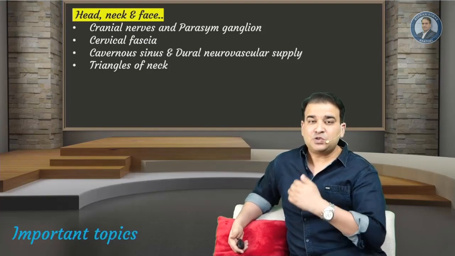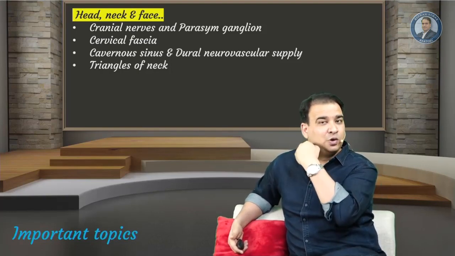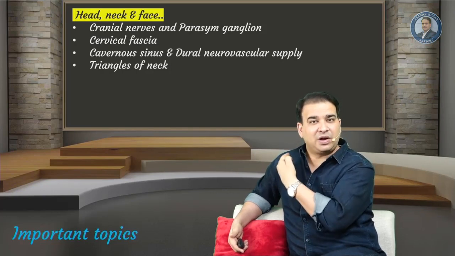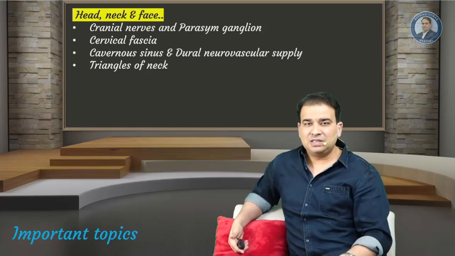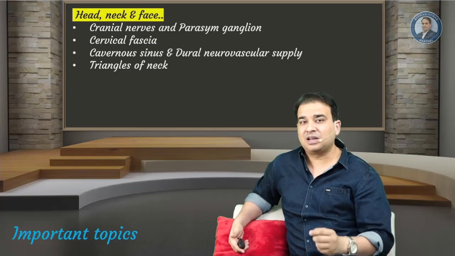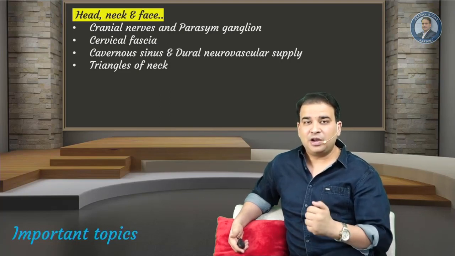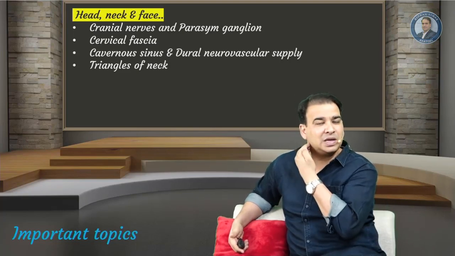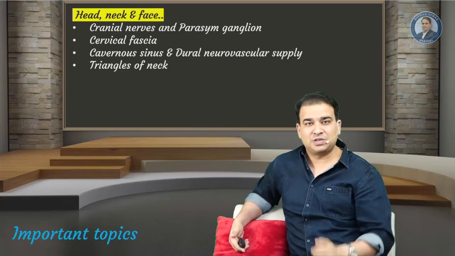So you need to know which triangle it starts in, which triangle it goes through, like carotid, and where it ends, like in posterior triangle. Similarly, a question asked in the AIIMS exam about the hypoglossal nerve was: it is a content of which triangle? Now, it's not a content of only one triangle. It comes from digastric, it comes to carotid, and goes back into the digastric triangle.